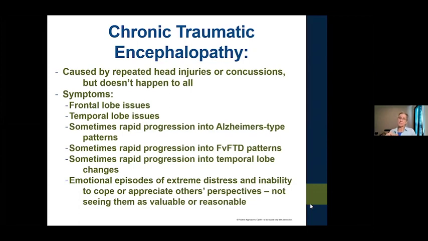The classic symptoms of chronic traumatic encephalopathy will involve some frontal lobe issues. So let's go over what's in the frontal lobe. Take your hands and put them out in front of you, like you're going to reach for something, and then grab something and go, whoa. I want you to go, whoa. So it involves aspects of impulse control.